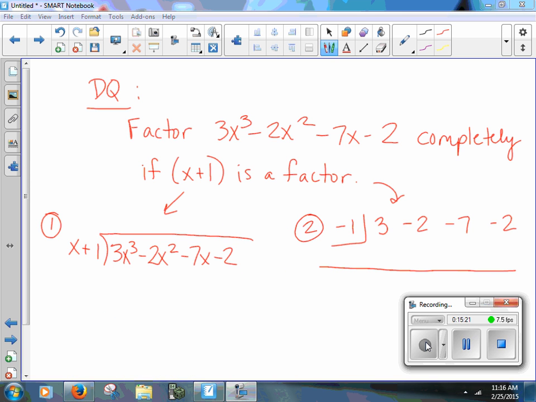I've already got synthetic division set up for you. Okay? I want you to do the problem for long division. Just find the quotient. That is the only thing you have to do with the long division. Find the quotient. Over here, what am I going to ask you to do right here? I want you to factor completely.